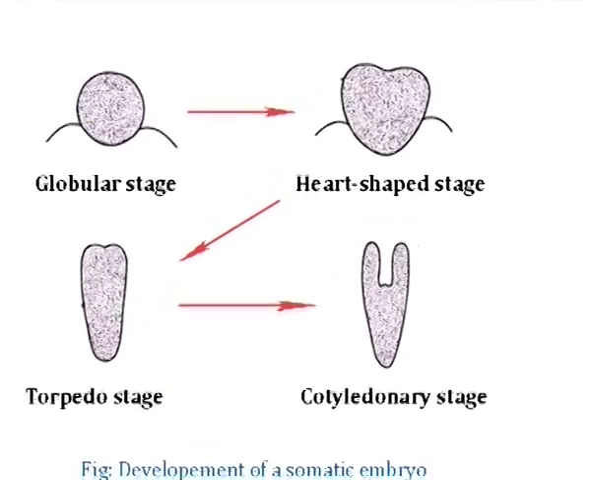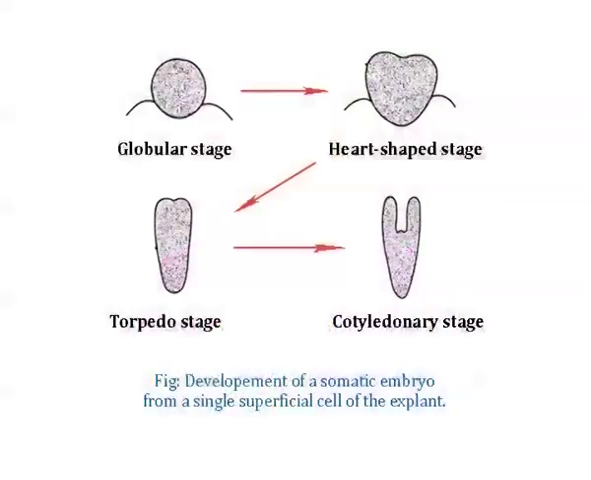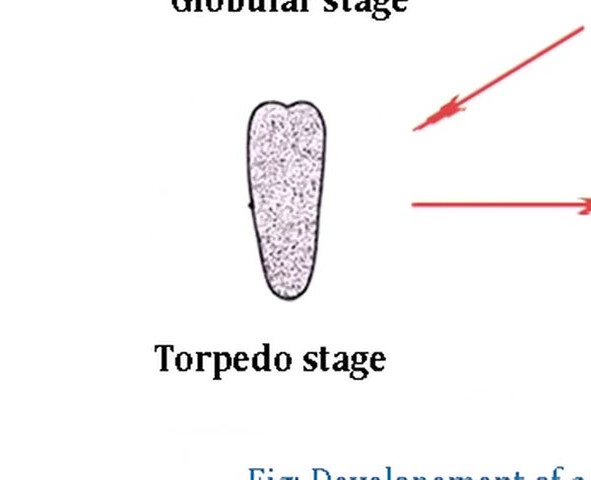The second stage is the heart-shaped stage. This is the next stage in which the meristematic mass of cells continue to divide and differentiate with initiation of cotyledon primordia and transform into a heart-shaped embryo. The third stage is the torpedo stage. The embryo grows further, developing the cotyledon and attains the torpedo shape structure in this stage.